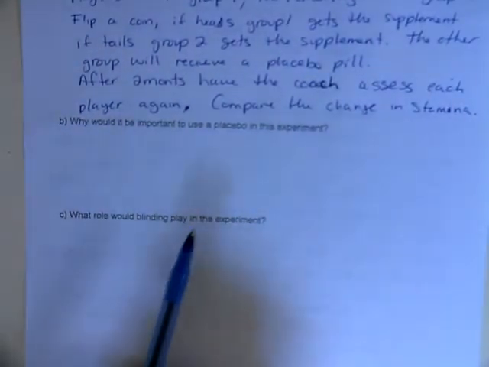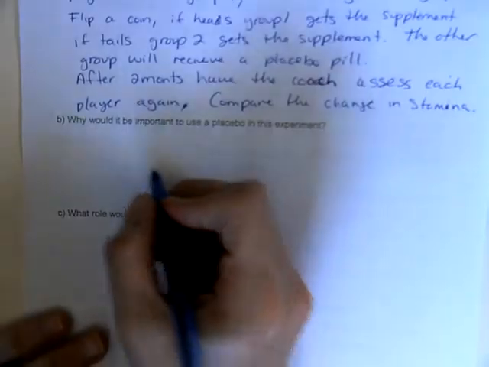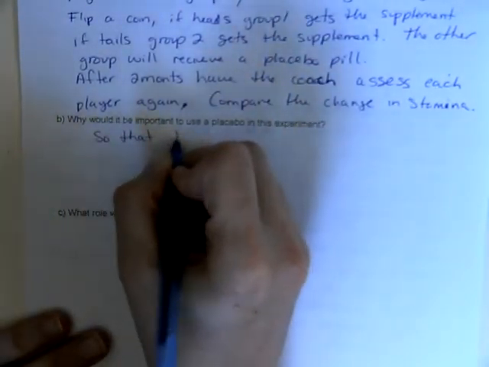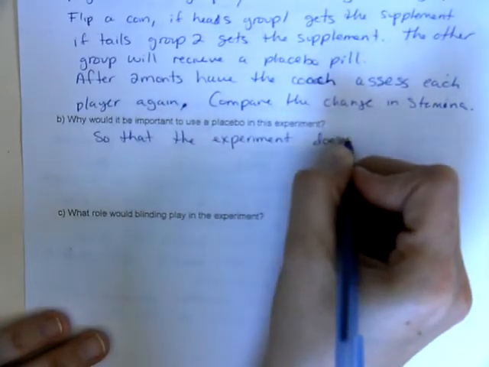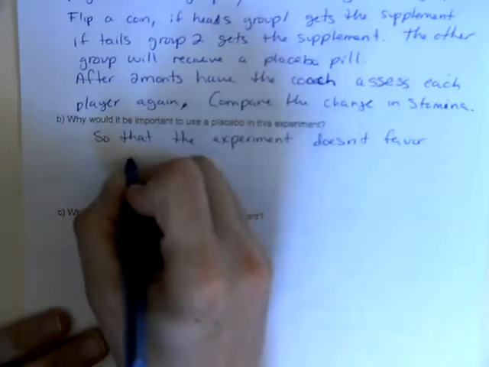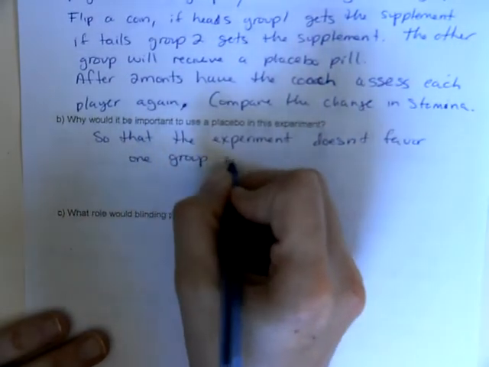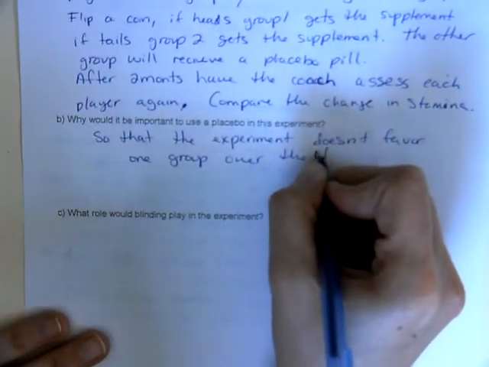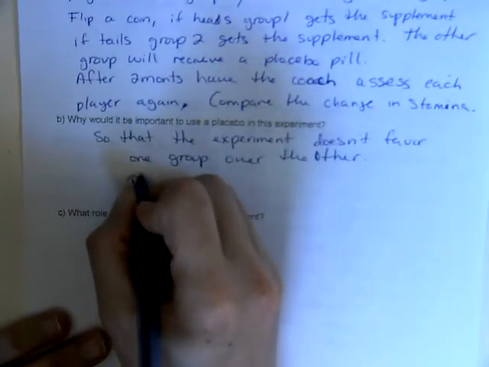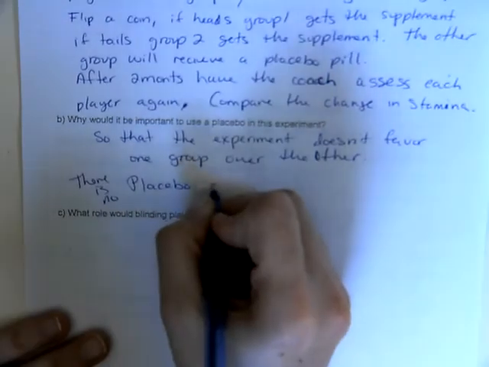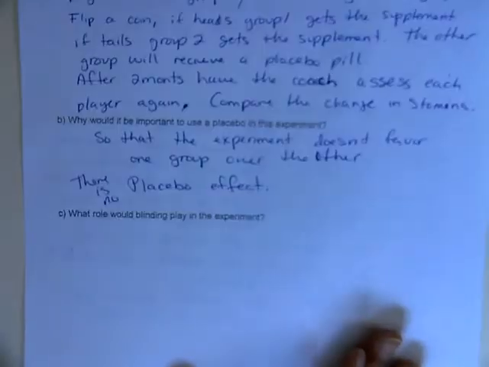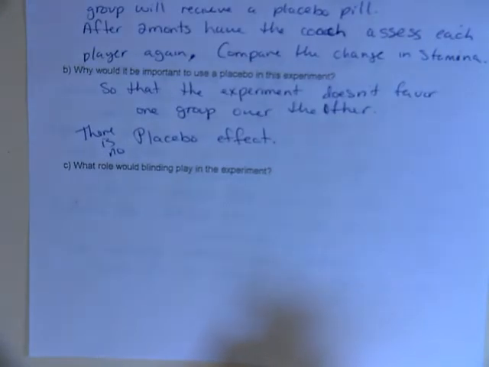So, why would it be important to use a placebo for this experiment? Again, so that the experiment doesn't favor one group over the other. We want to make sure that there is no placebo effect. Okay, everybody should still be taking some sort of vitamin, whether it's a placebo or the actual multivitamin. What role would blinding play in this experiment?